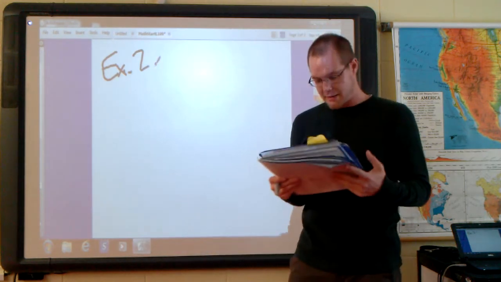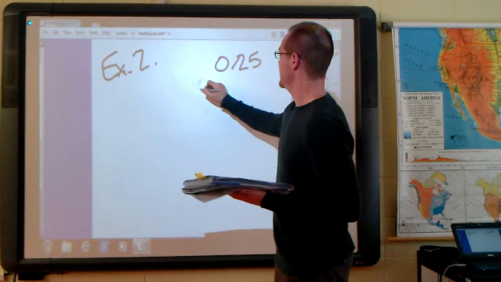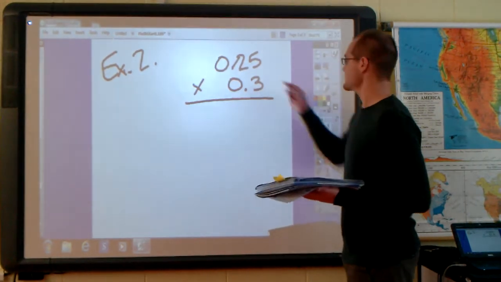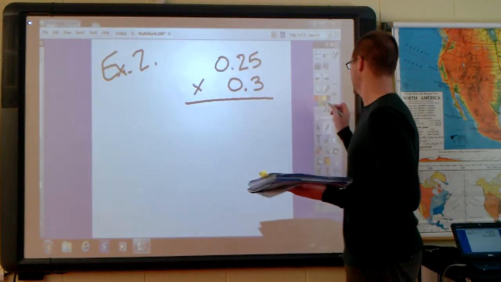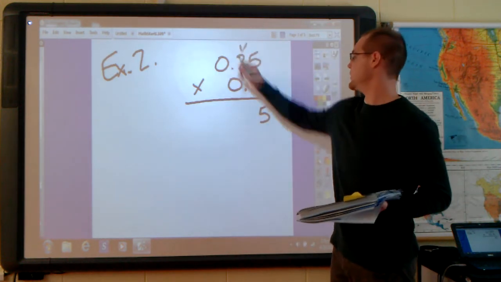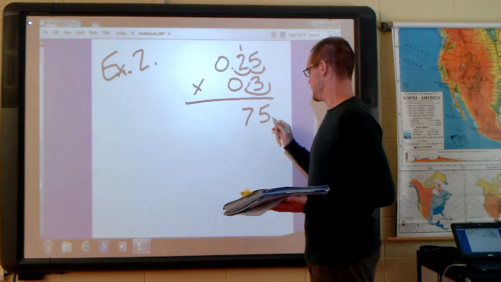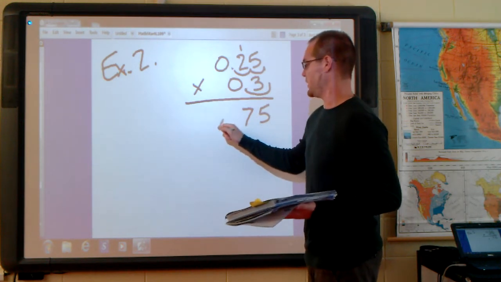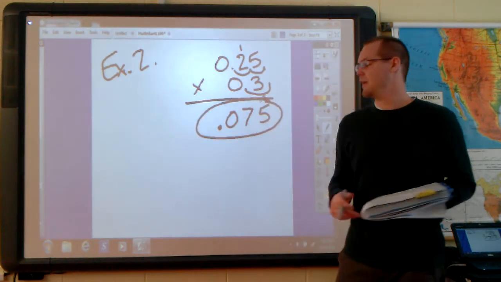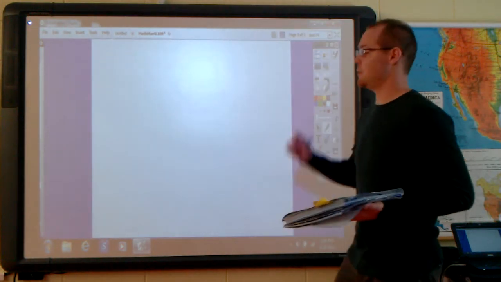Example 2, we're going to do a practice problem. Let's look at practice problem A. We have 0 and 25/100 times 0 and 3/10. Okay, 3 times 5 is 15. 3 times 2 is 6. Plus 1 is 7. Count your decimals. 1, 2, 3. So move it over 1, 2, 3 places, placing your 0 in for the tenths place. Your answer is 75 thousandths. You can put a 0 in the ones place if you would like to. Okay, that's your answer for example 2.